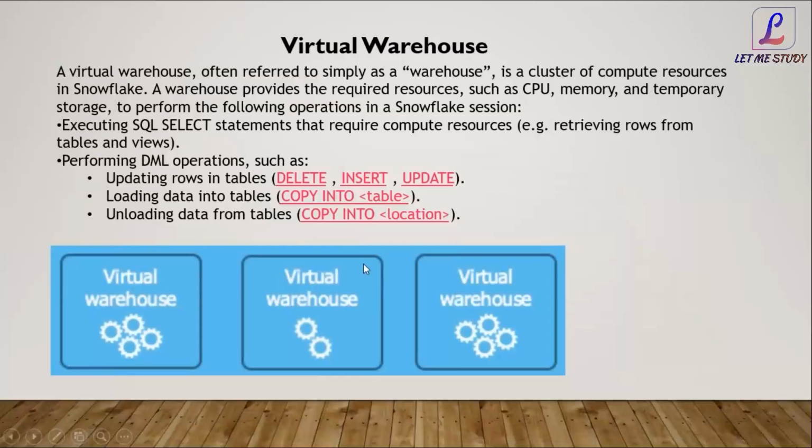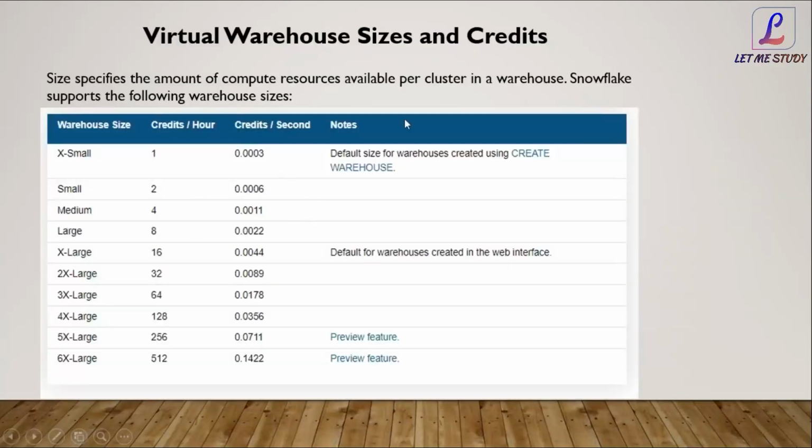Let me show. Virtual warehouses come in sizes. The size specifies the amount of compute resources available per cluster. All these sizes come in t-shirt sizes: X-Small, Small, Medium, Large, X-Large, 2X-Large, 3X-Large, 4X-Large. And you will see here how much credit is consumed per hour.